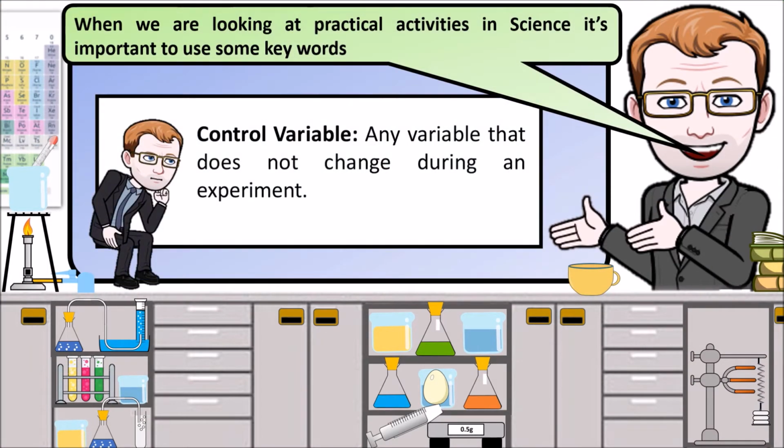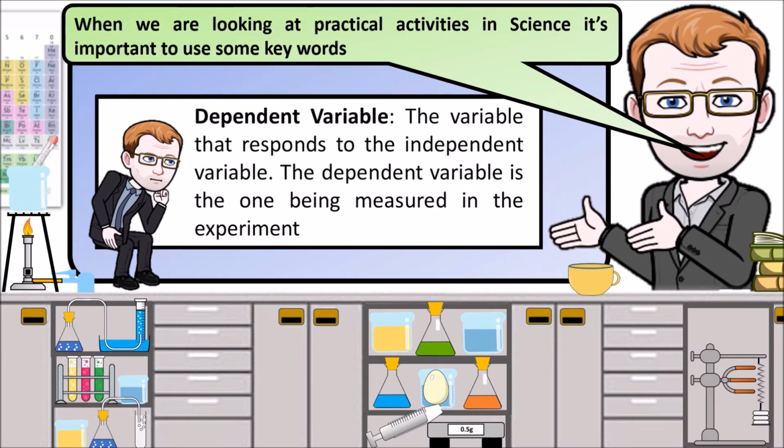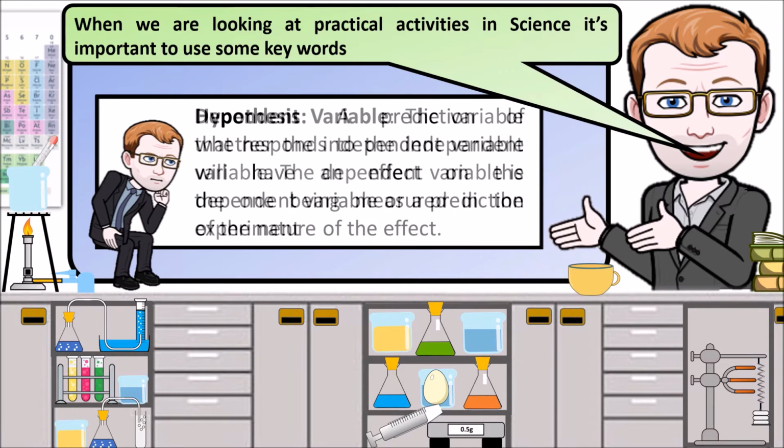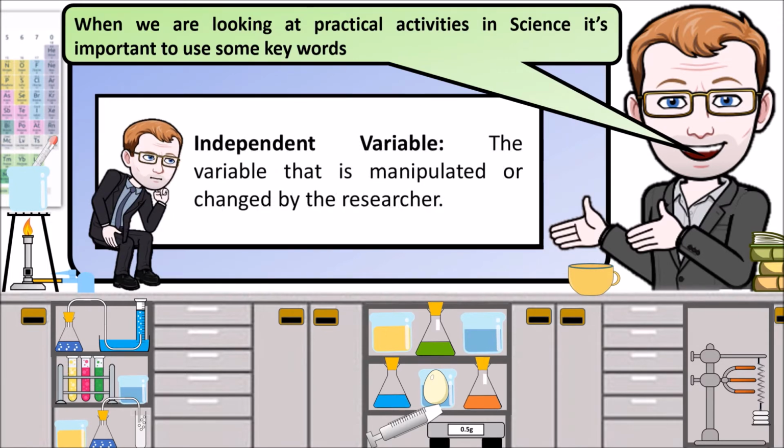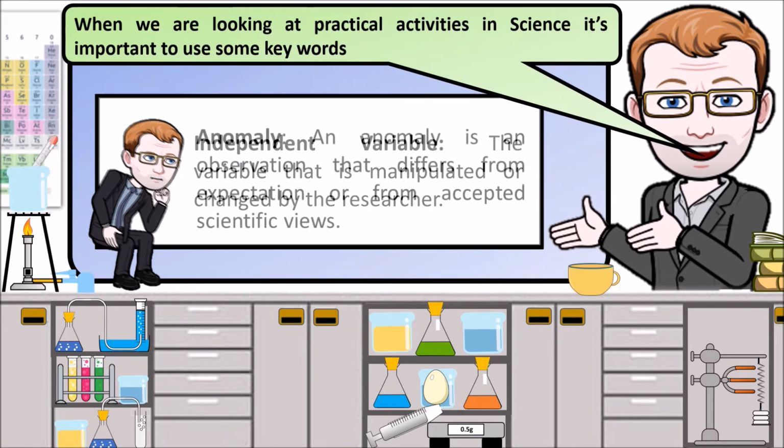So a control variable is any variable which does not change during the experiment. The dependent variable is the variable that we are going to measure a response to the independent variable. A hypothesis is a prediction on whether the independent variable will have an effect on the dependent variable. An independent variable is a variable that we are changing.